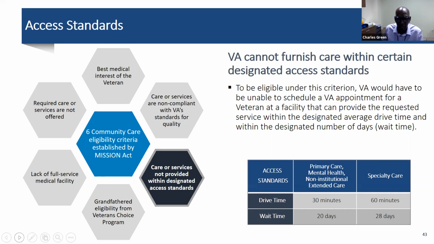If you have specialty care, like a heart specialist or a brain specialist or another type of disability specialist, if it's more than a 60-minute drive time, then you can go out and use care in the community. Also for wait times, if you cannot get an appointment within 20 days for primary care or mental health, then you can go out on the Mission Act. And if it's 28 days for specialty care and we can't meet the requirements, then you can go out on the Mission Act.